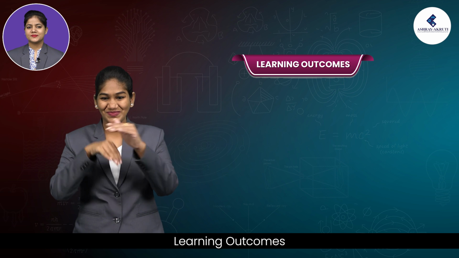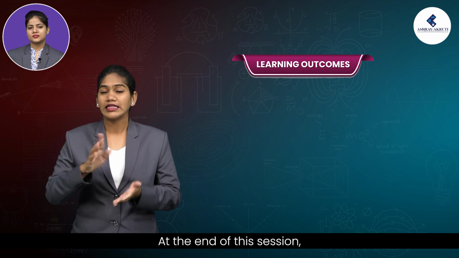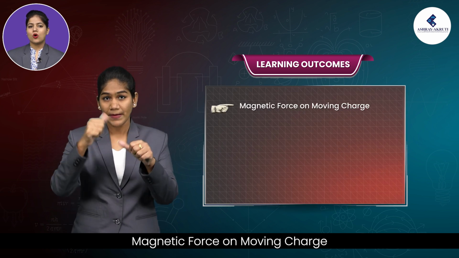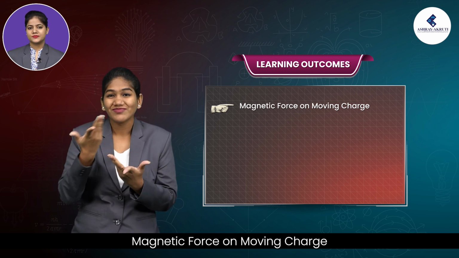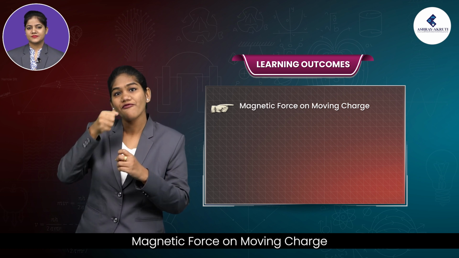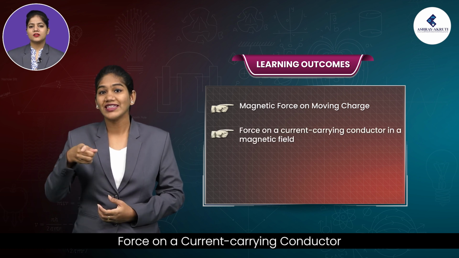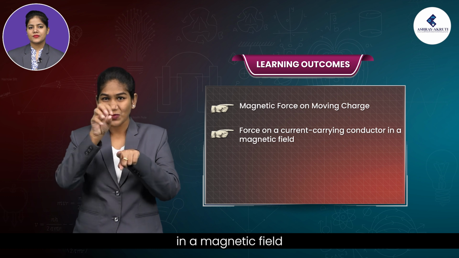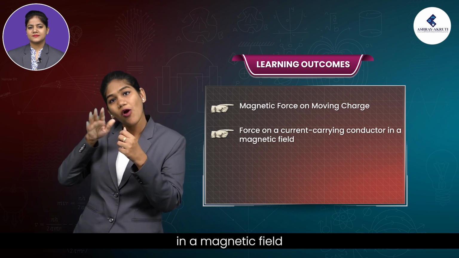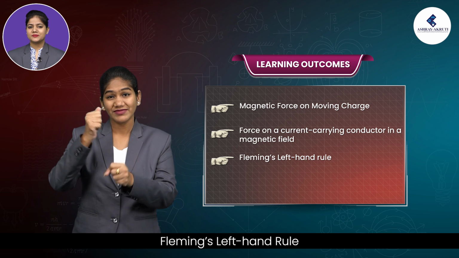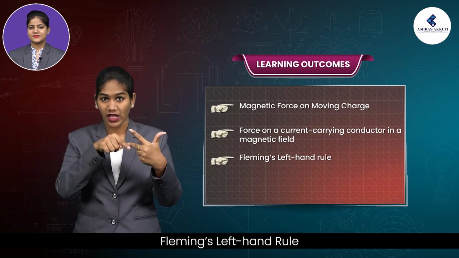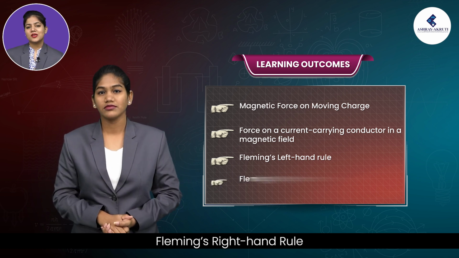Learning outcomes. At the end of this session, you will be able to understand about magnetic force on moving charge, force on a current carrying conductor in a magnetic field, Fleming's left-hand rule, Fleming's right-hand rule.